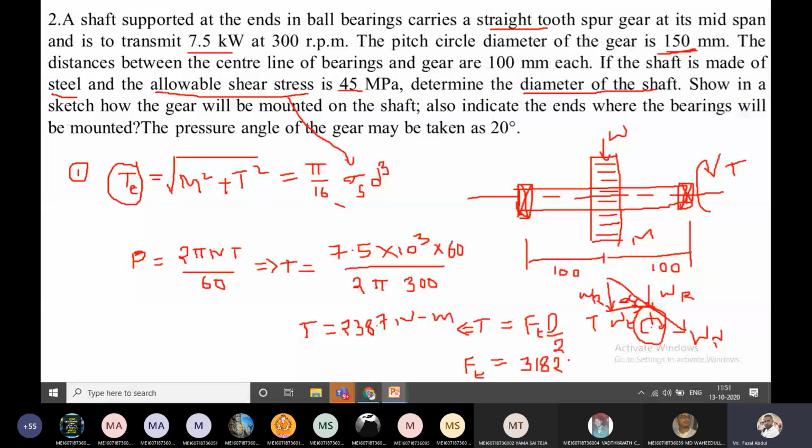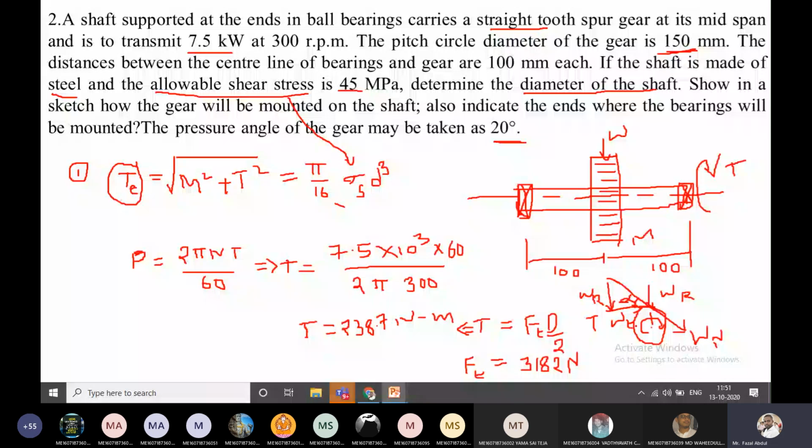So to calculate normal load, see the triangle here. This we know, the WT. This is known as WN, and alpha is given here, pressure angle 20 degrees. Okay. Now, can anybody tell the relation between the WN and WT with this triangle? Anybody tell the answer? With this triangle, tell me the relation between the WT and WN.